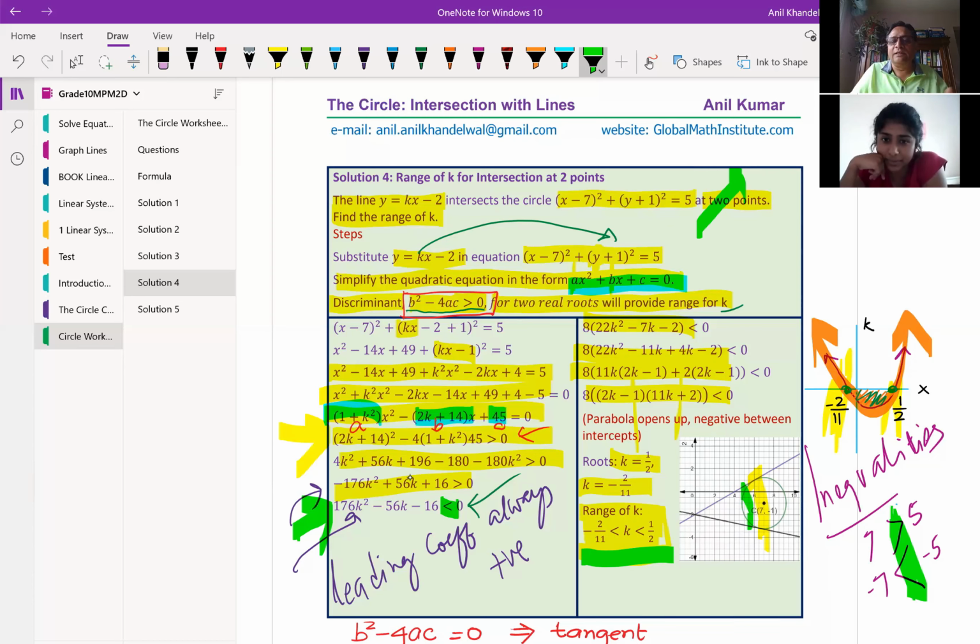So you can say, well, it's not in between, but it is outside. That means it is outside, it could be like this or that. That means it is not intersecting at all. You get the idea, right?